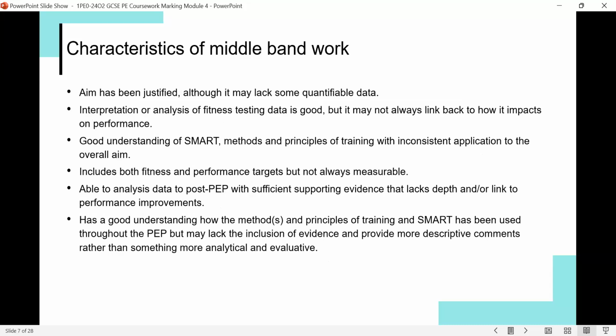On this slide, you'll see a series of characteristics that are familiar with a middle band piece of work. I'll just let you read through that for a minute before I move on.